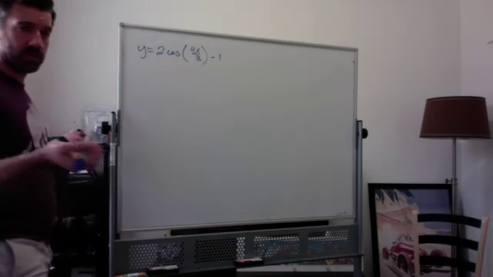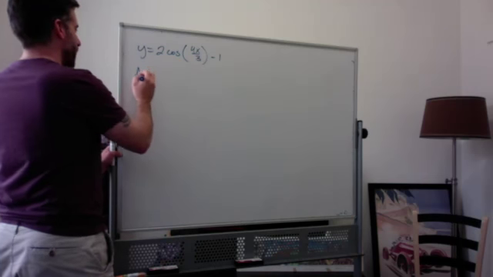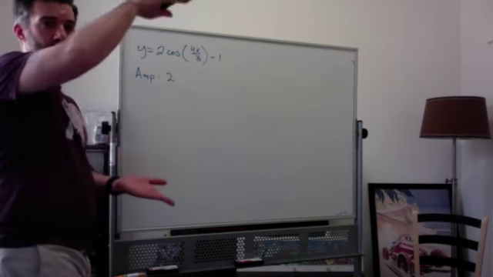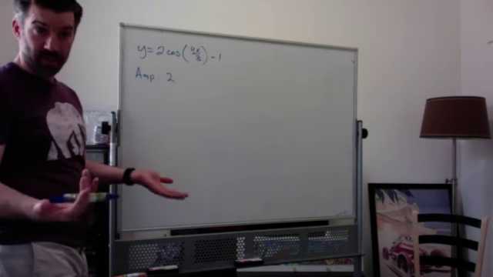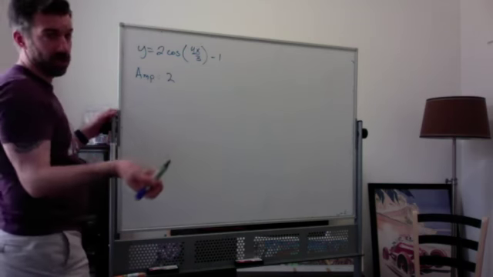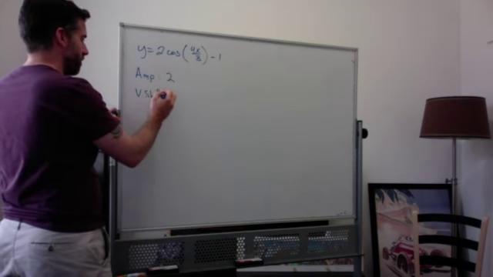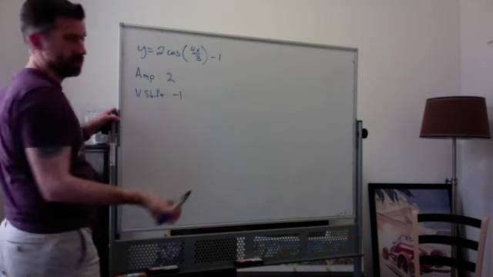So again, we're going to talk about the usual stuff. An amplitude that's just 2. So meaning we're going to go up 2 and down 2 from whatever our middle is. But our middle is now going to be negative 1, because we have a vertical shift of minus 1, which is down 1.